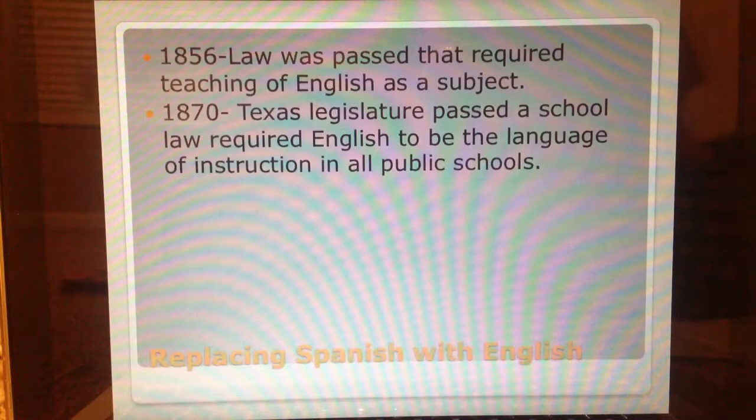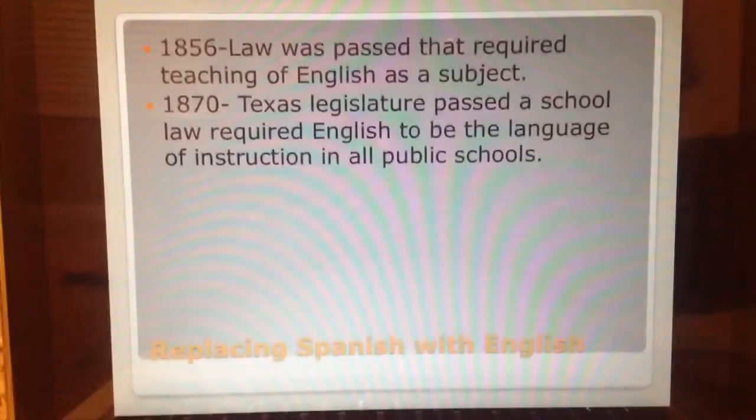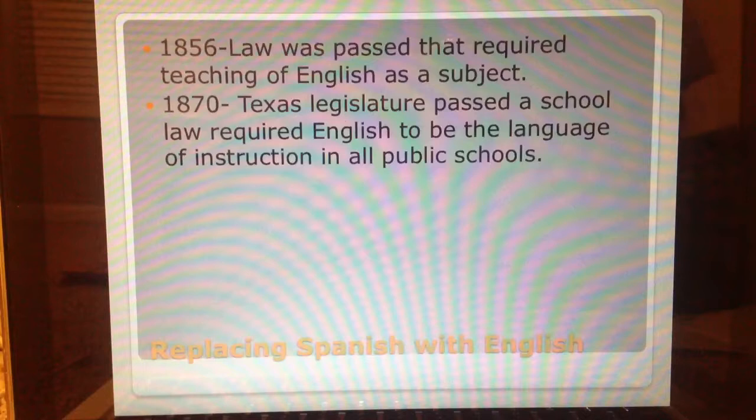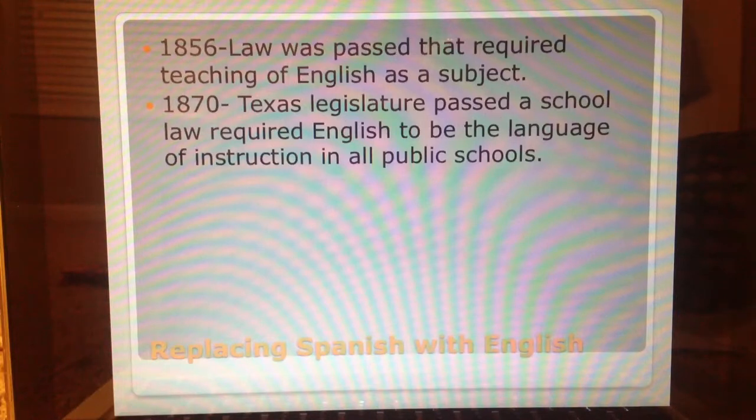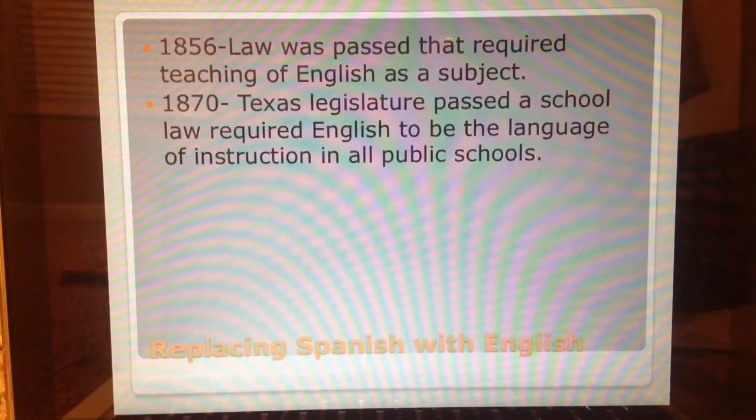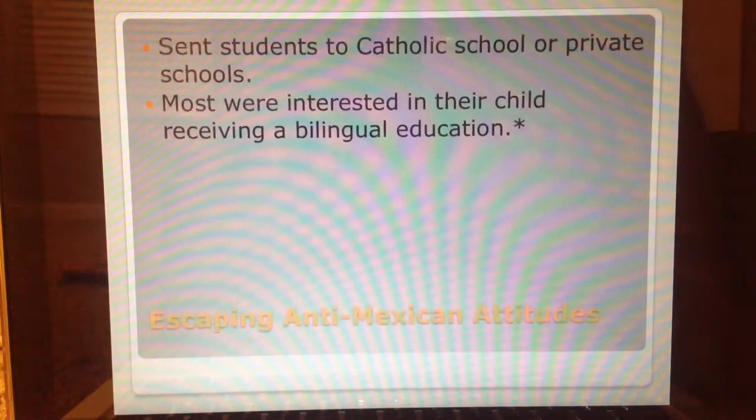So they wanted to replace Spanish with English, and there were two very important laws passed during this time. The first, in 1856, required the teaching of English as a subject, which you can imagine would be quite frustrating if you only spoke Spanish. In 1870, the Texas legislature passed a school law that required English to be the language of instruction in all public schools. So not only would all instruction be given in English, but you would also have it as a subject. This would be extremely frustrating for those who do not speak English. So Mexican American parents and guardians did not just sit around and take what they were dishing out, basically.